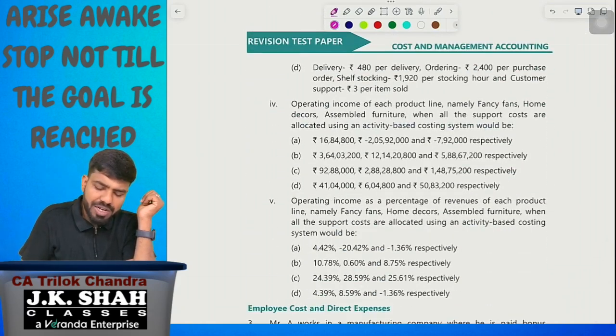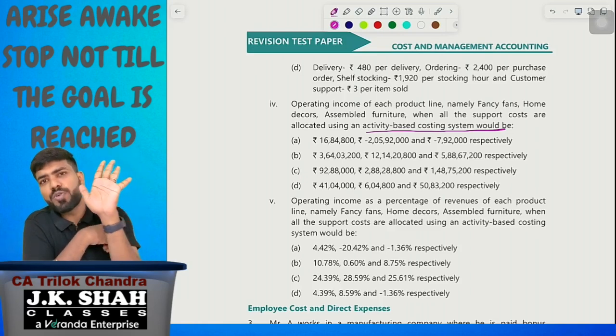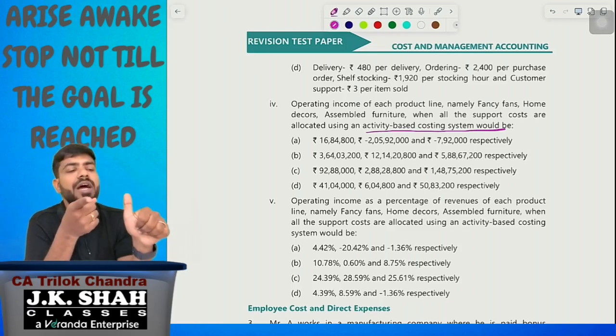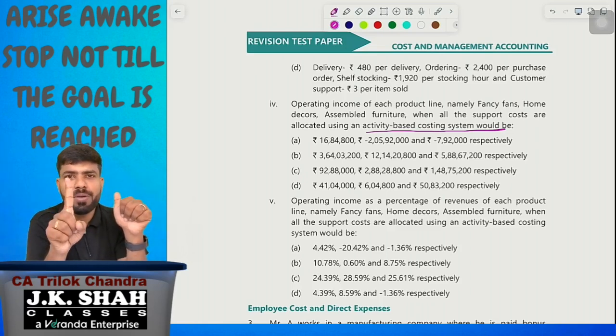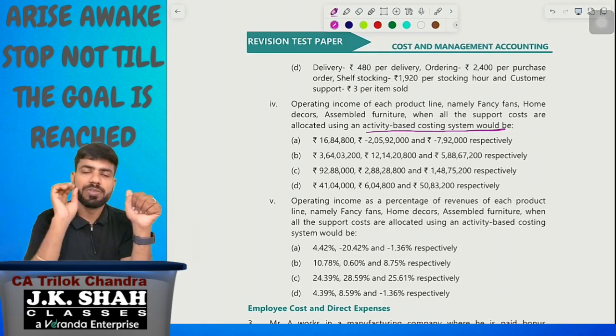Operating income of each product line, namely fancy fans, home decors, and assembly furniture, and all the support costs are allocated using activity-based costing. How many support costs are there? Five support costs are there. Number 1, customer assistance. Number 2, returning back the curtains. Number 3, ordering, delivery, shelf stocking. Items sold: 1 rupee per item sold into number of items sold will get the allocation to the activities.